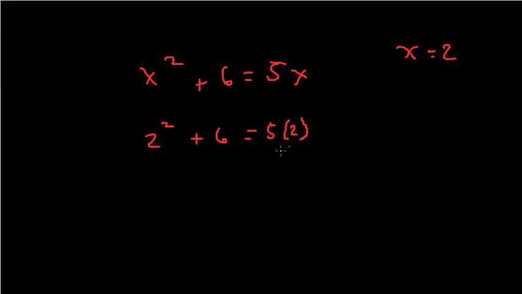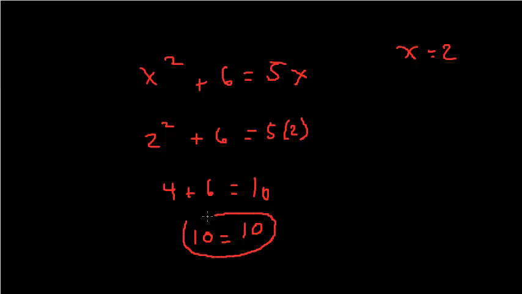If we take a look at x squared plus 6 equals 5x, in this case it may not be clear what our solution is. Let's go ahead and check to see if x equals 2 is a solution. Here again we just plug in 2 for x, and we have 2 squared plus 6 is equal to 5 times 2. So 2 squared is 4, plus 6, and 5 times 2 is 10. 4 plus 6 is 10, which is equal to 10. And again we have something true, which means x equals 2 is a solution to this equation.